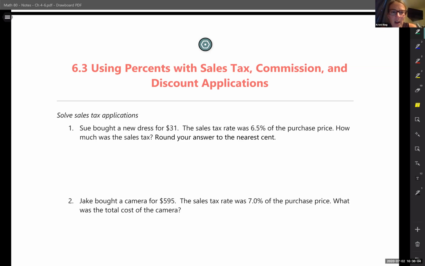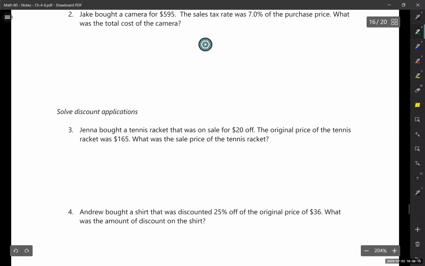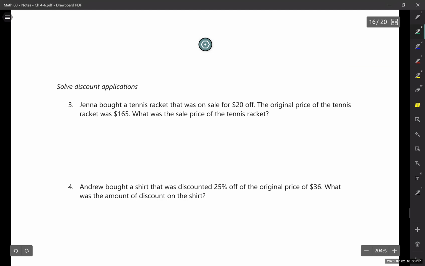Okay, let's finish up with this section. This is the title of the section, but as I was going through and doing the homework problems, I decided not to do commission. We just have discount and sales.